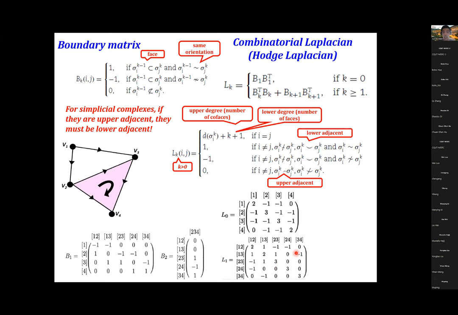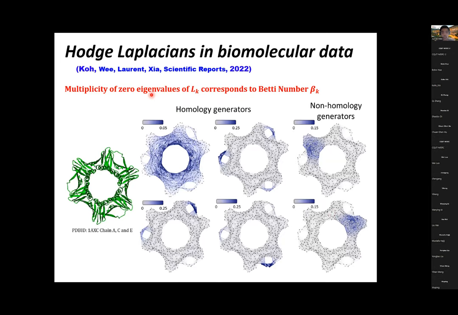The Hodge Laplacian can be computed using the boundary matrices from the persistent homology concepts. This Hodge Laplacian effectively encodes adjacency information and orientation information of the simplicial complex in this matrix. For example, the diagonal of the Hodge Laplacian is the sum of the upper degree and the lower degree of these simplices. And one of the key things is that the multiplicity of the zero eigenvalues is essentially the Betti numbers.